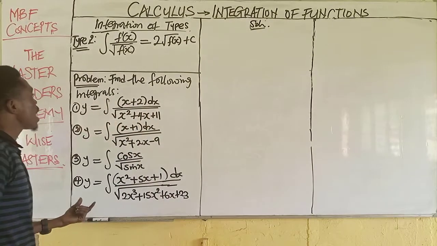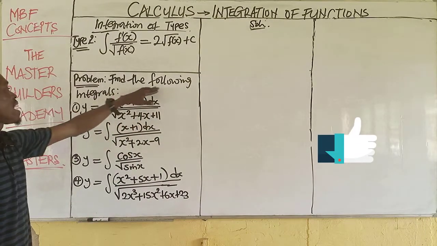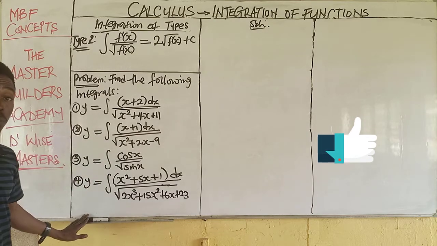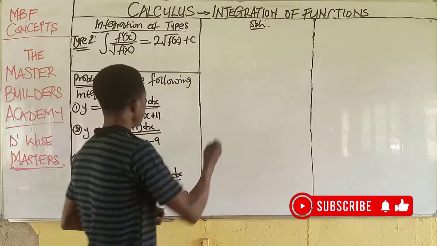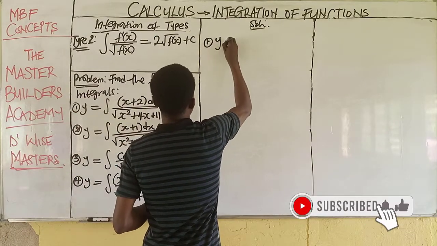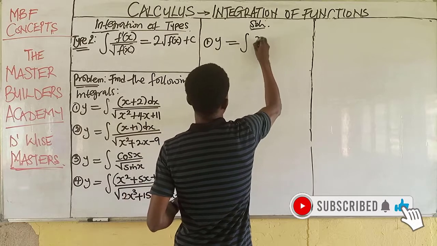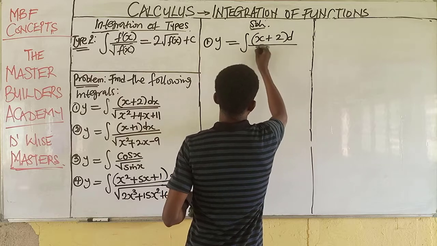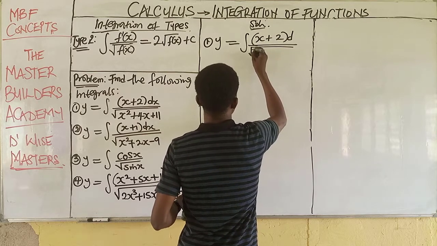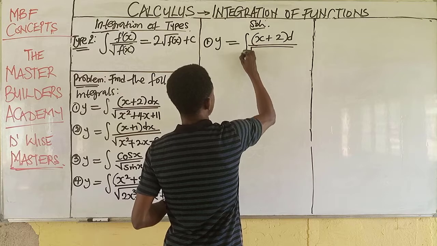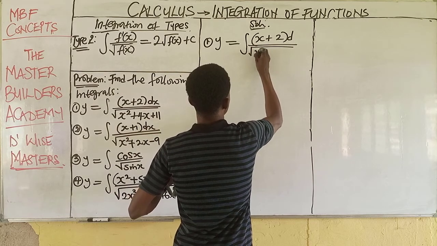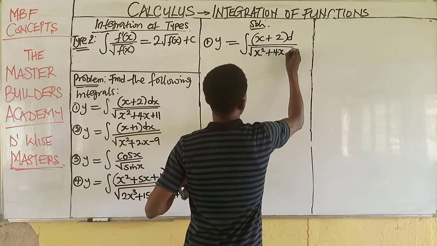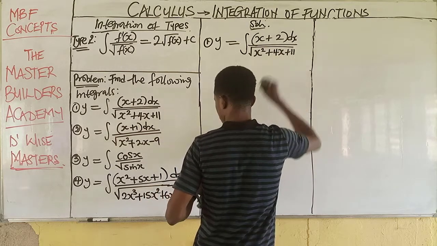Now on the board we have the problem. We are asked to find the following integral. We have question 1 to question number 4. Now let's take the very first question. Question 1, we are given that y is equal to the integral of x plus 2 all dx all over the square root of x squared plus 4x plus 11 all dx. You must watch out for the square root.